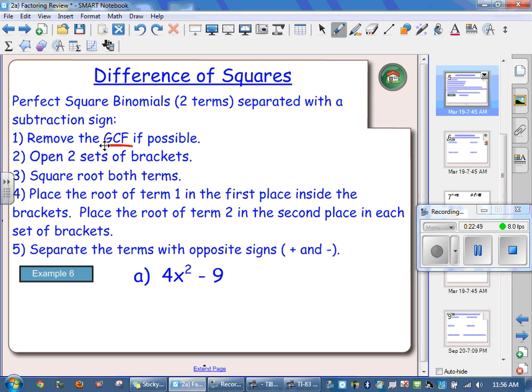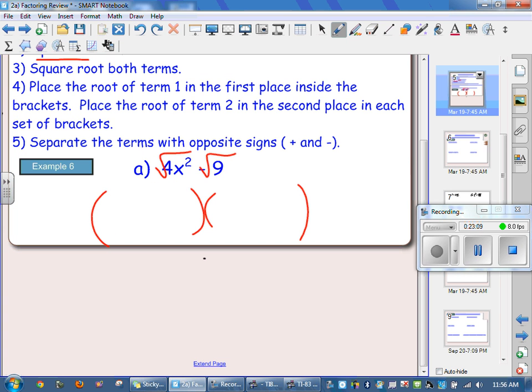Then you open 2 sets of brackets. I square root both terms, and I put my answers inside the brackets. The first term that gets square rooted, its answer will be written in the first spot in both brackets. The last term, its answer will be written in the last spot in both brackets.